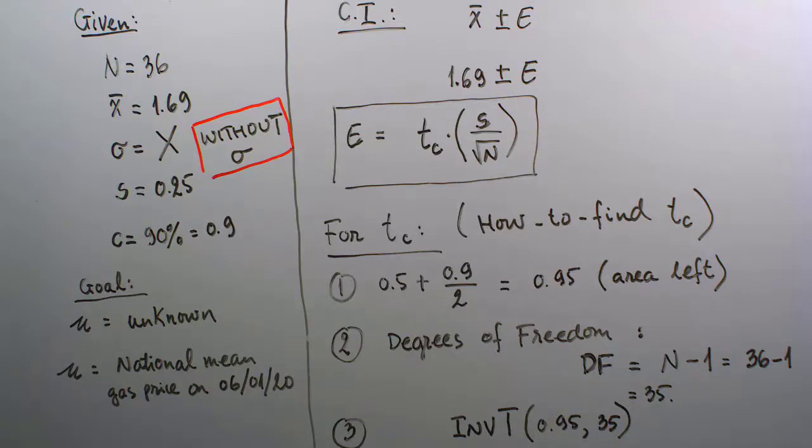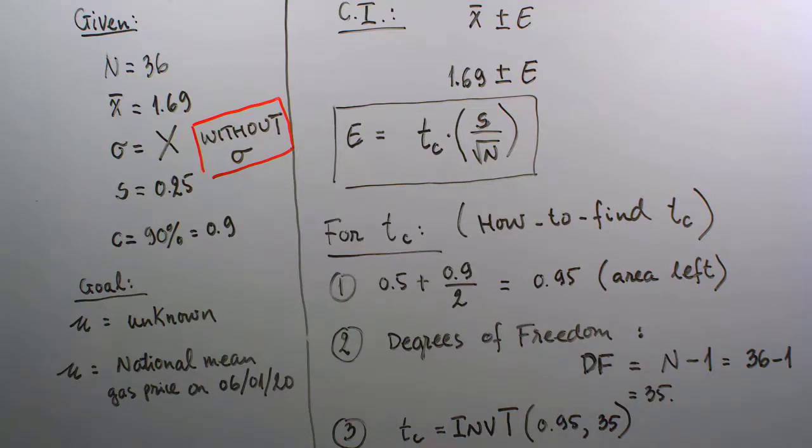That's why in a written notation, I'm writing INVT in parentheses 0.95, 35, meaning we have to provide these 2 values when you run any INVT programs. And of course, a lot of times it asks for the area left first, and then the step after is asking for degrees of freedom. But after running the INVT program, the answer you would have there is your T sub C value.